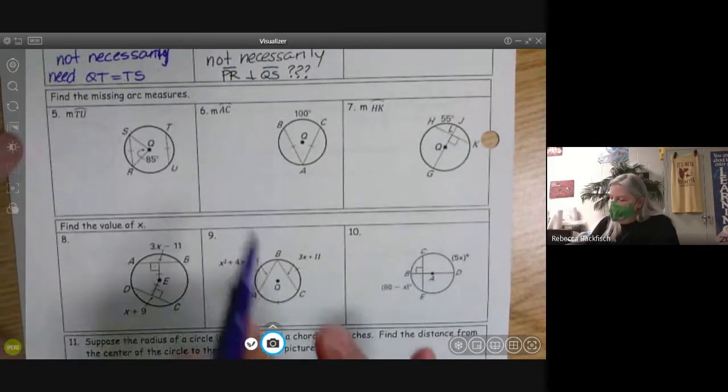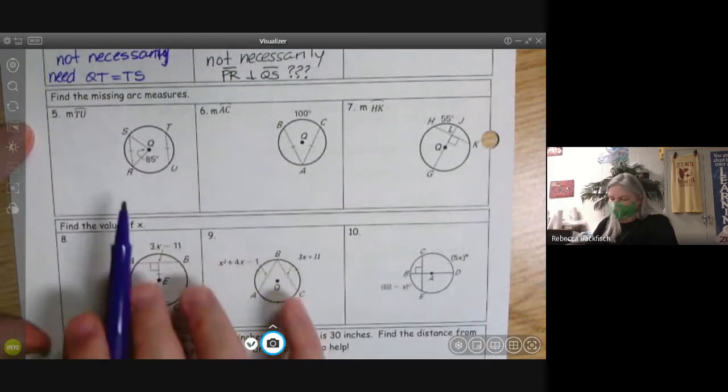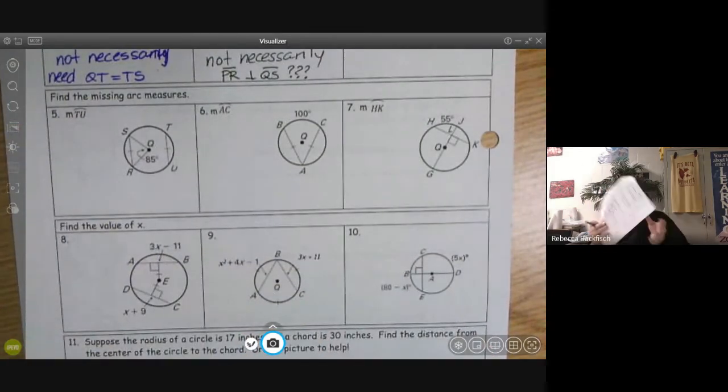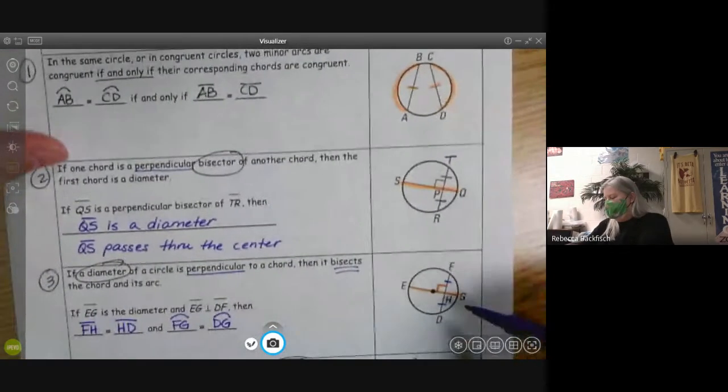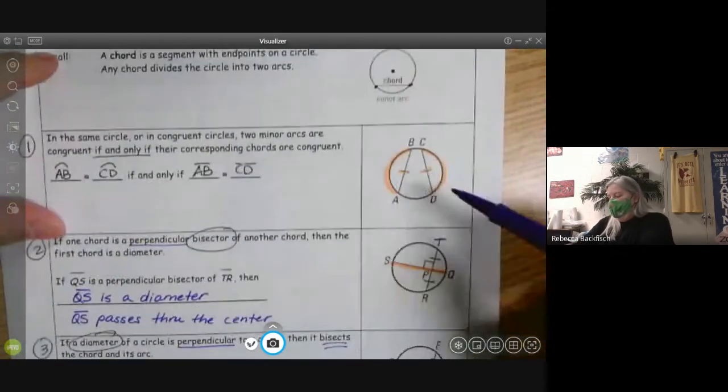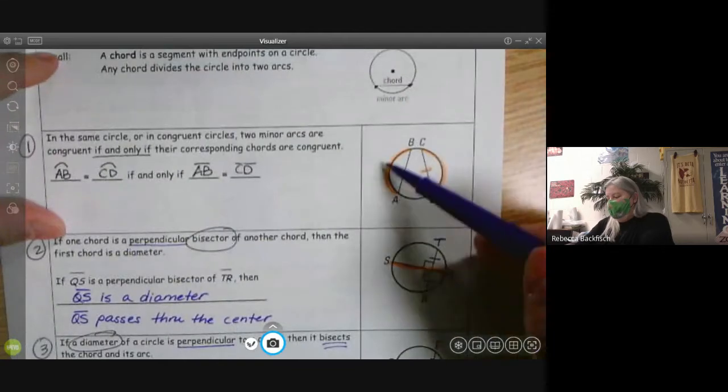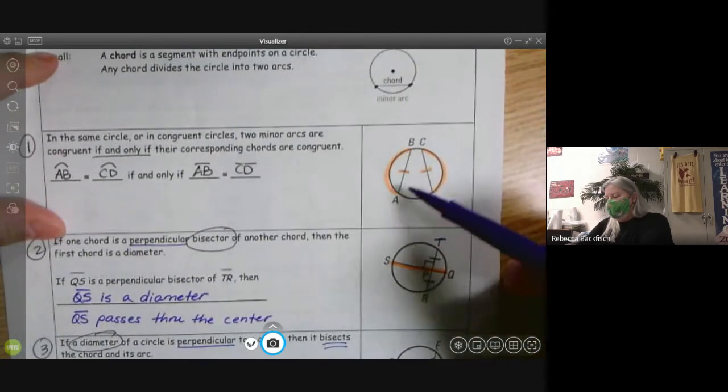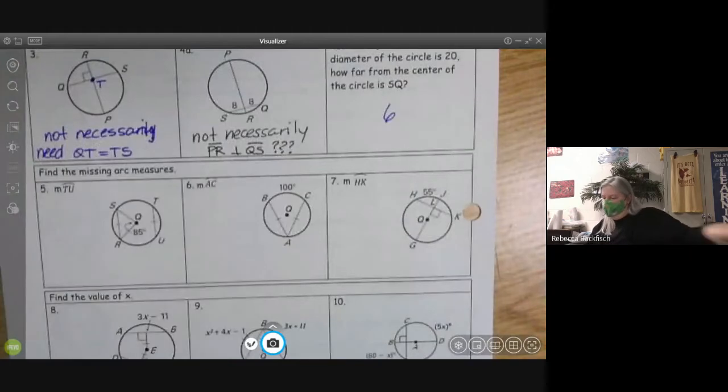Next up, find the missing arc measures. Okay, arc measures. What we know about arc measures, this is the only one of these 4 properties that talks about arc measures. Well, that's not true. This one does too down here. But the main one is this one right here. It says if the chords are the same, then the arcs are the same. Okay, so are the chords the same?